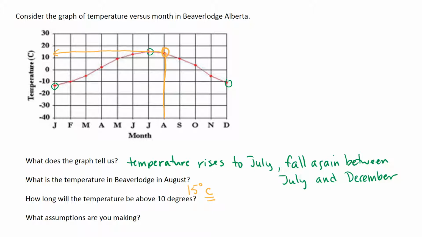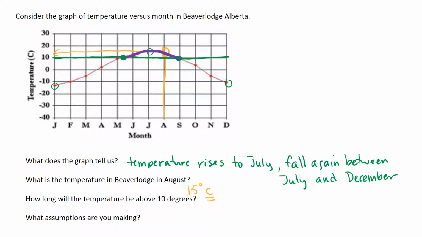How long will the temperature be above 10 degrees? So in order to answer that, I'm going to take my 10-degree mark, which is right here, and I'm going to draw a straight line straight across. And notice it intersects the graph in two spots, here and here. Now, when does the red line or the temperature go above that 10-degree mark? And it's in this section right here.